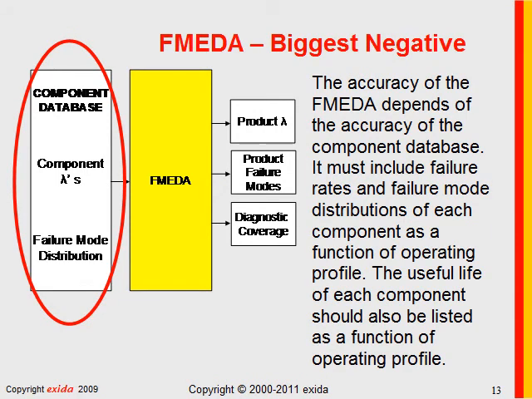Of course, the biggest negative is that the accuracy of an FMEA depends very much on the accuracy of the component database. The component database must include failure rates and failure mode distributions of every single component. In addition, the useful life of every single component can be used to determine the useful life of a product. And typically these all need to be done as a function of what we call the operating profile, and what I mean by that is the set of environmental variables.